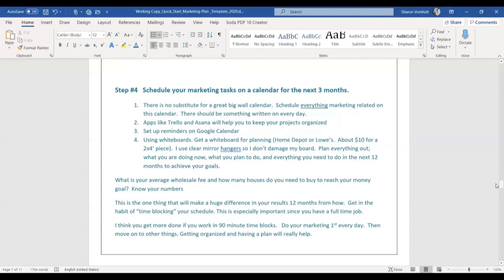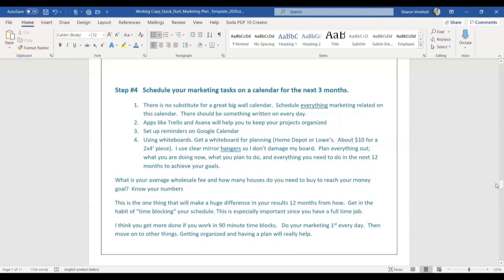So when you are thinking about doing your marketing calendar, be thinking about your goals. What do you want for an average wholesale fee, and how many houses do you need to reach your money goals? Know your numbers. You have to know how much it's going to cost you to get a deal. Now, that's not just going to be the price of a letter. Maybe it's the price of several mailings, and out of those mailings, you're going to get 2 deals. But you have to know what your costs are to acquire a deal.